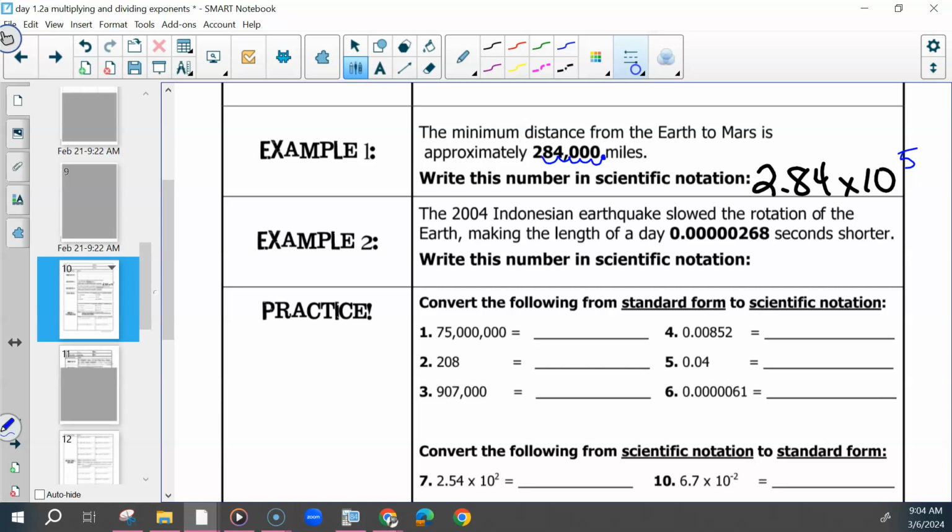And then example 2, the 2004 Indonesian earthquake slowed the rotation of the Earth, making the length of a day 268 millionth seconds shorter. Write this number in scientific notation. How would we write that one? 2.68 times 10 negative 6. So then wherever the decimal place is, we go backwards. 1, 2, 3, 4, 5, 6. And put a negative.